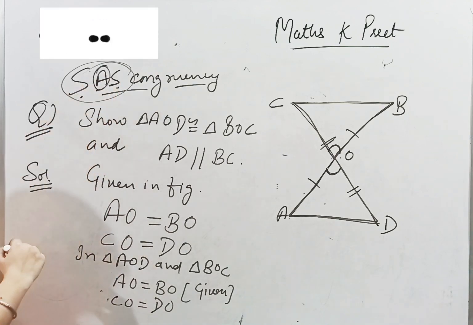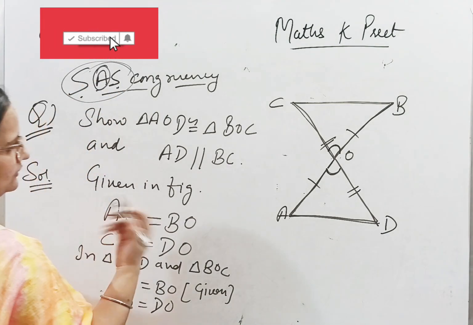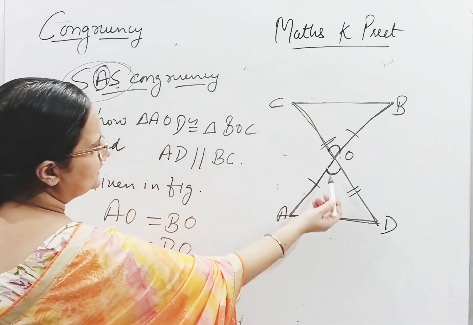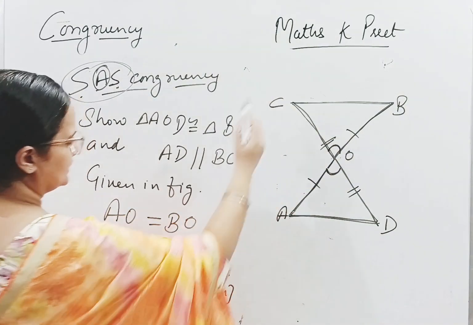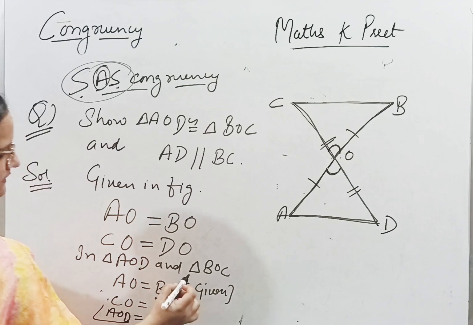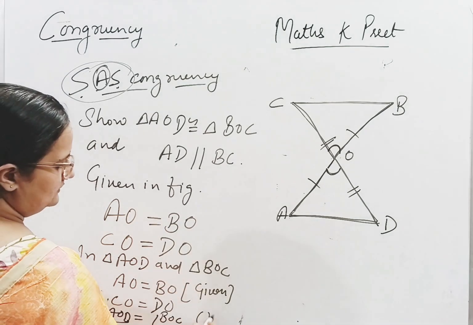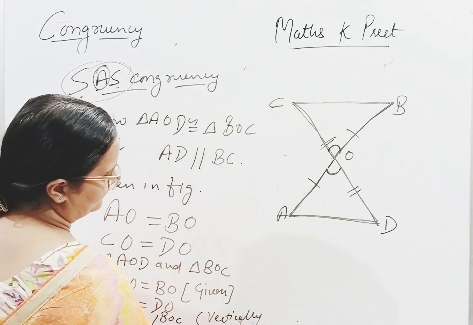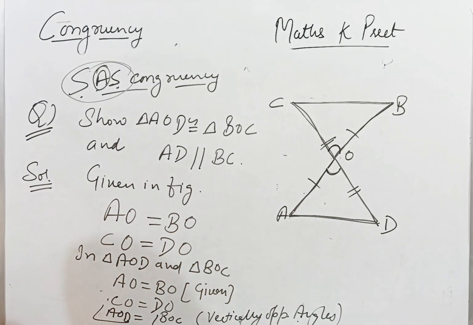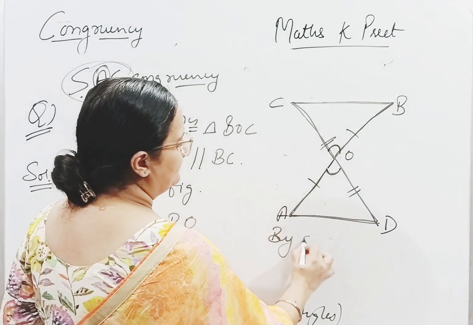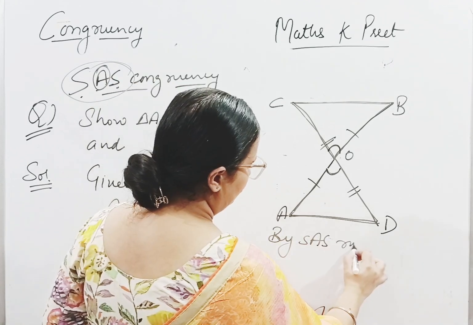Two sides are written. Now we have to take some angle which is equal to the angle of the other triangle. So angle AOD is equal to angle BOC. What is the reason? Vertically opposite angles. How are these two angles equal? Because these are two vertically opposite angles. So three conditions: side, included angle, again side. These are equal. Now we can write by the SAS rule.